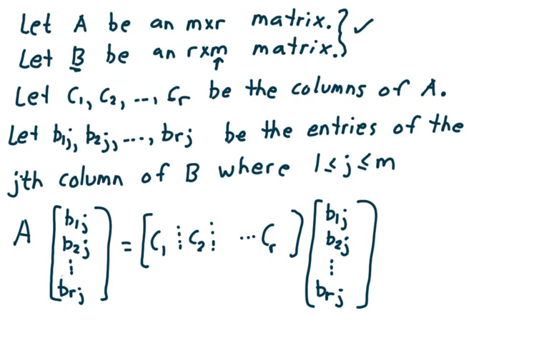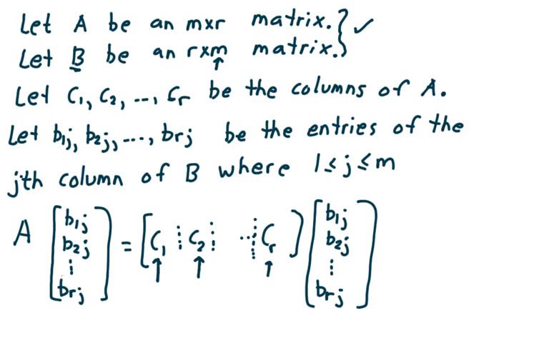All right? Now, I'm going to take the matrix A times the column vector B1J, B2J through BRJ. Now, I'm expressing A in terms of its columns. So notice how I have the matrix where C1 is the first column of A, C2 is the second column of A, and then CR is the rth column of A. And I'm going to multiply it by the column vector B1J, B2J through BRJ.